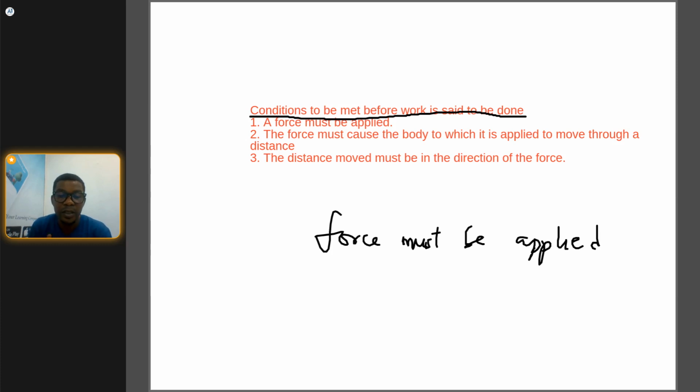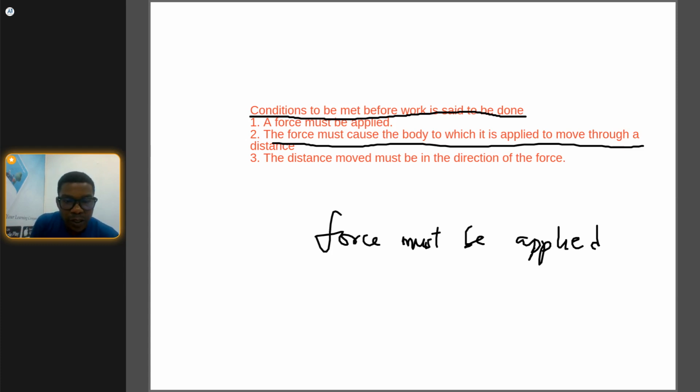Force must be applied in what? In work done. Force must be applied in work done. Okay? So we have another one. The force must cause the body to which it is applied to move through a distance. If the force is not causing it to move, you have not done any work. So that is the second criteria or condition. The force you are applying to that object must cause the object to move a distance.